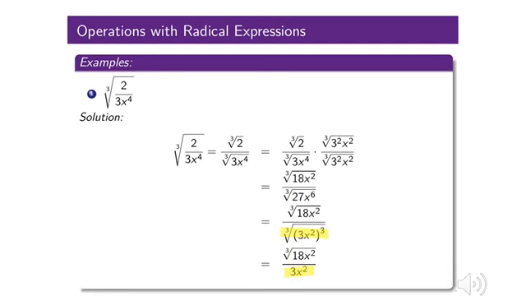Lastly, using the definition of nth root of b raised to the power of n in the denominator, we factor out 3x squared. So the whole expression, the cube root of 2 over 3x raised to the power of 4, is just equal to the cube root of 18 squared over 3x squared.